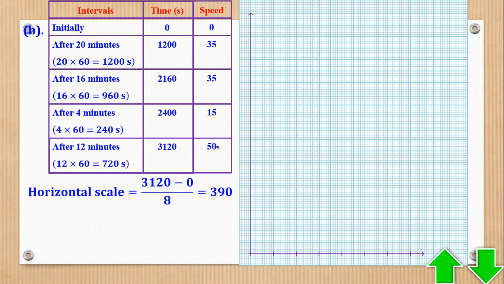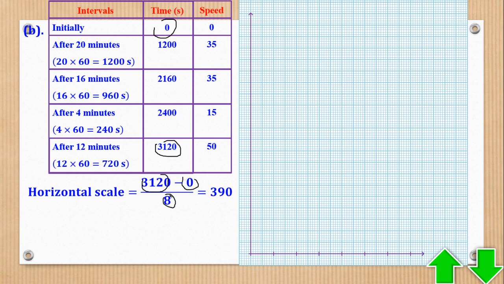So how do we get a scale? The scale, we shall come and see. Do you see these values? The highest is this and the smallest is this. So highest minus lowest over 8.